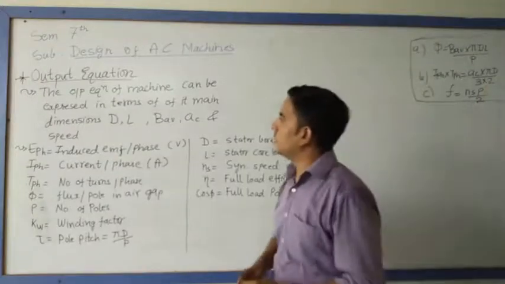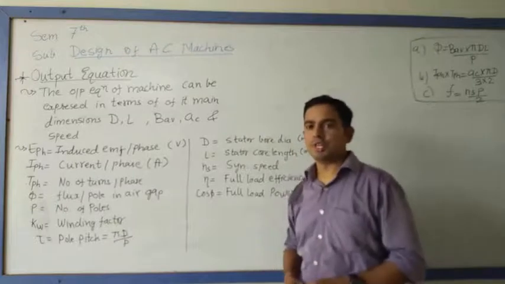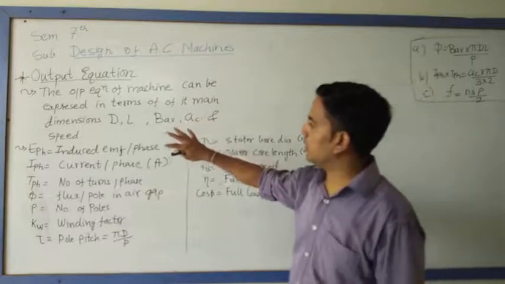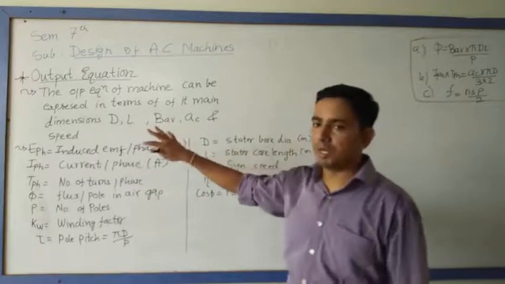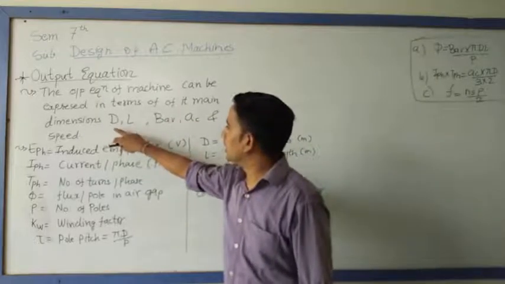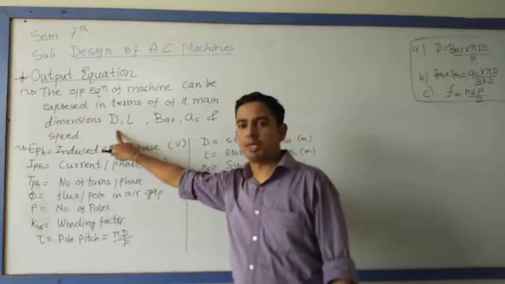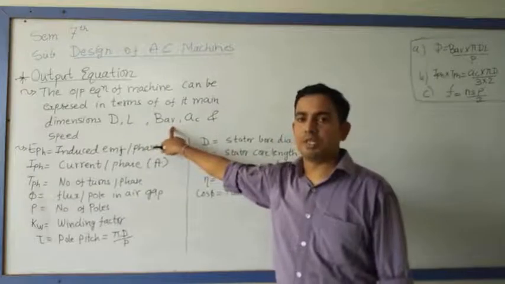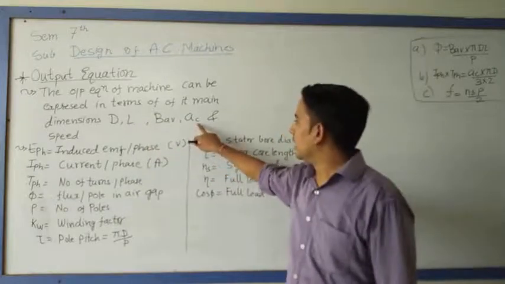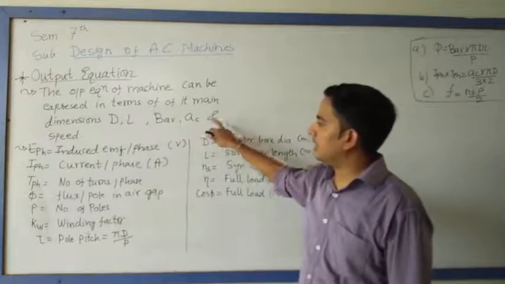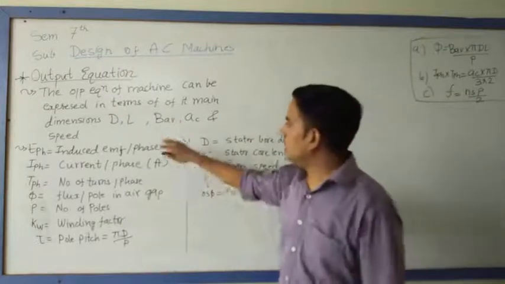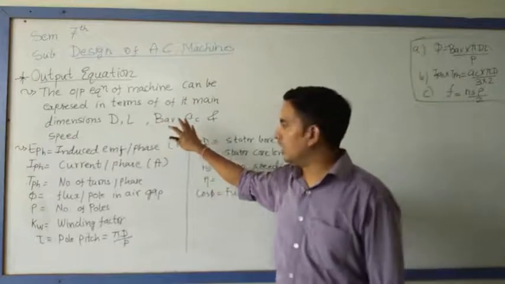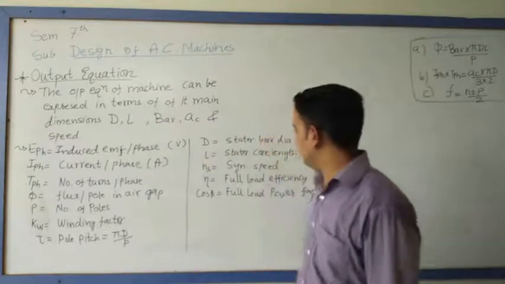Next topic is the output equation for three-phase induction motor. Output equation is nothing but a mixed equation which contains its main dimension, that is D means stator core diameter, L is the stator core length, BAV specific magnetic loading, AC specific electric loading and its speed. This D, L, BAV, AC and speed we have learned in this semester 7.